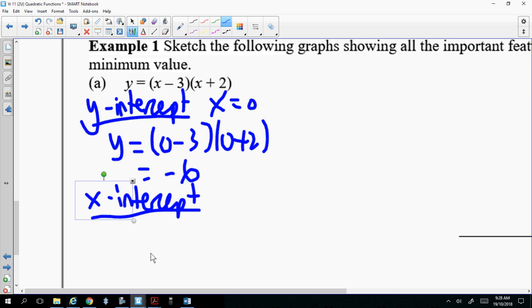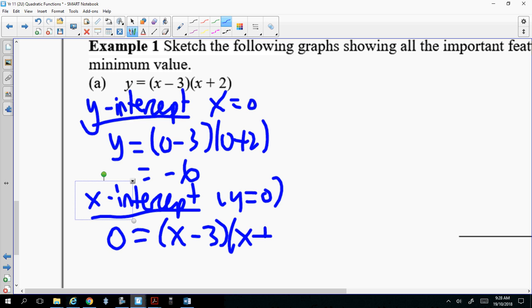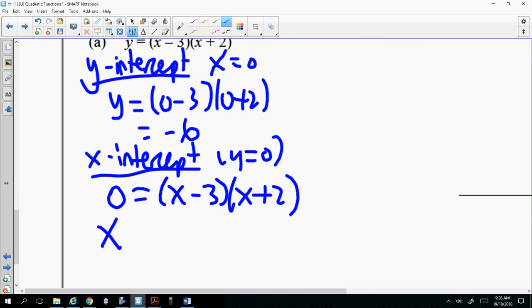The x-intercept is when y equals 0. Now, how do we find the x-intercept if you put y as 0? What should we do? Well, it's already factorized for you, so you just write it down. You do not need to expand. The x-intercept is found. So we've got the y-intercept and the x-intercept.